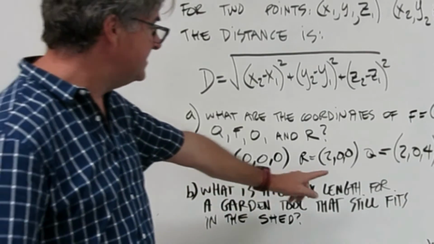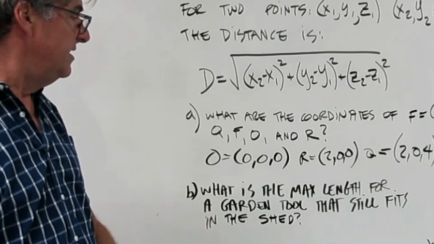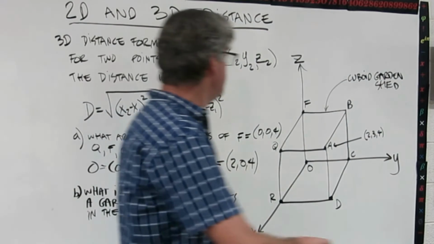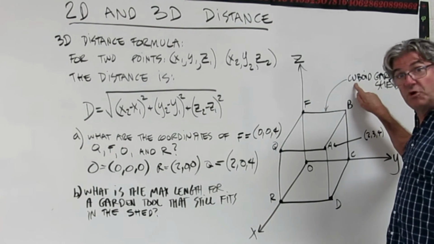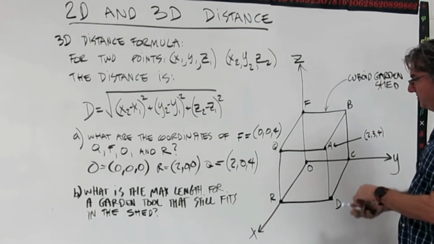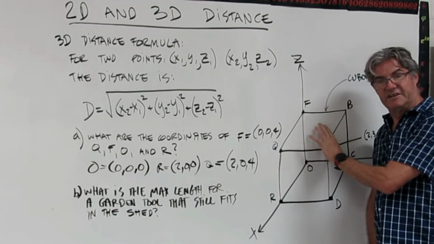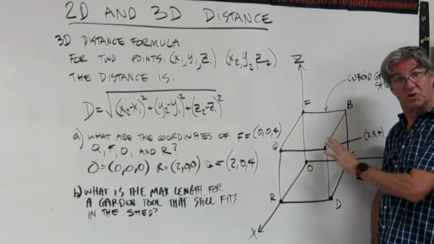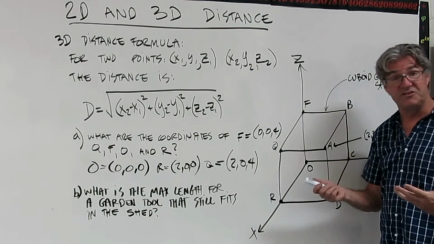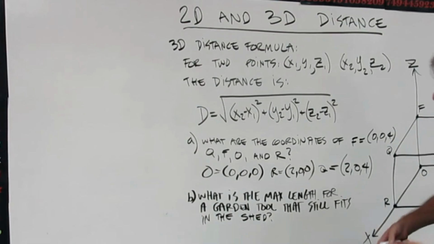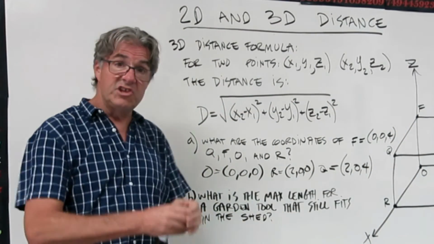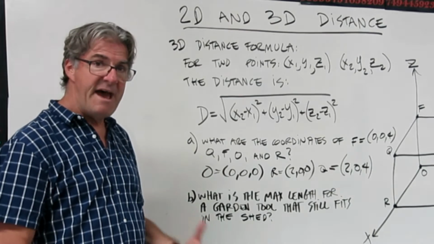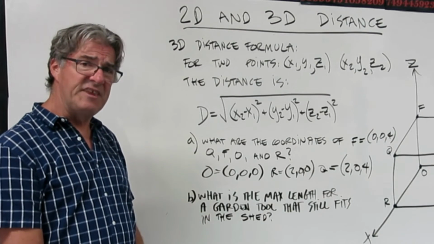What is the max length for a garden tool that still fits in the shed? And let me give you a little context here. You might have noticed that I wrote up here Cuboid garden shed. So yeah, it looks just like a box on a diagram. But let's pretend that this is a shed where you can store garden tools like rakes and hoes and shovels and all the things you need to work on your garden. So what they want to know is what's the longest tool that we can store in that shed? The max length. So pause the video and think about that for a minute.